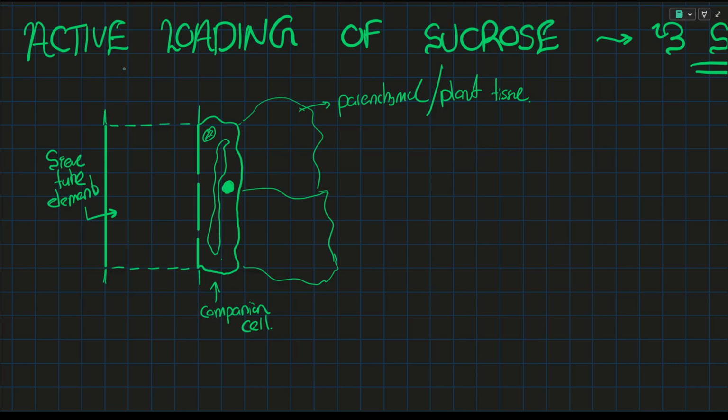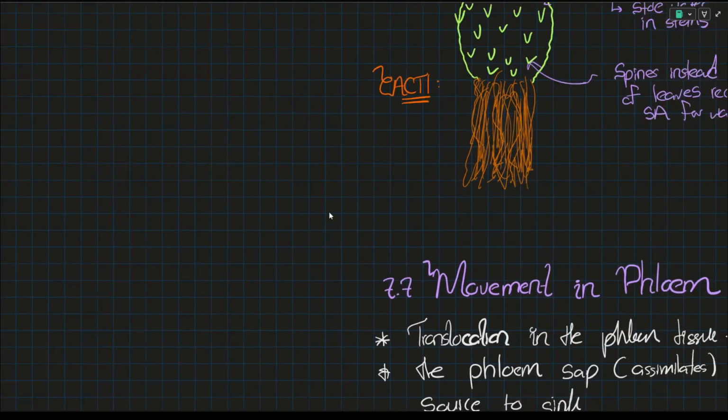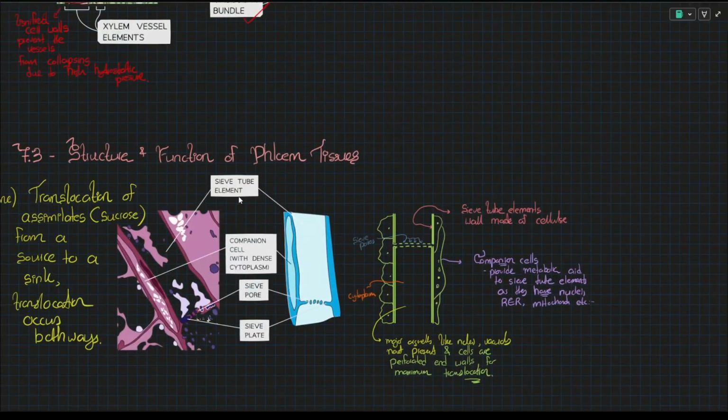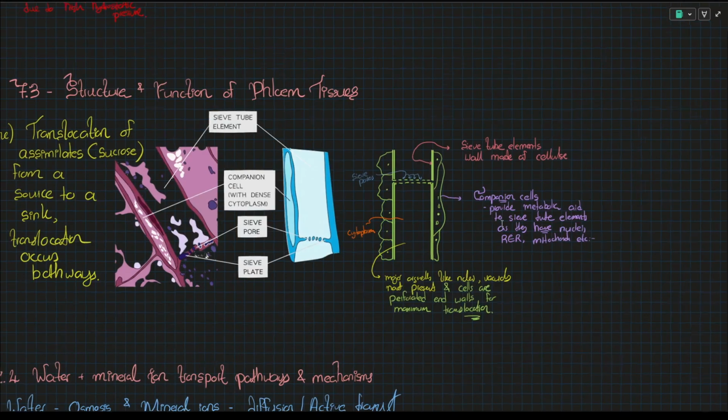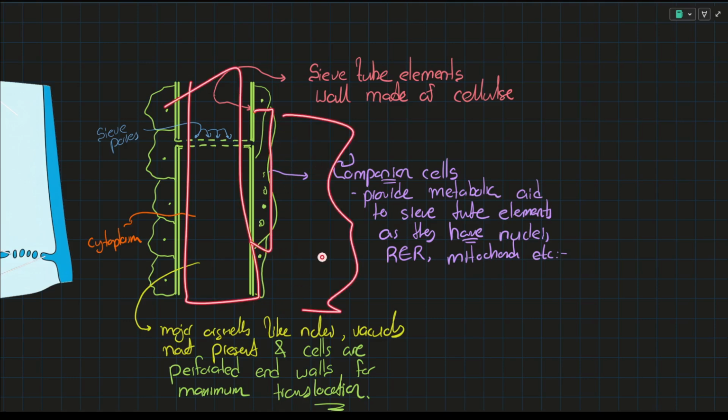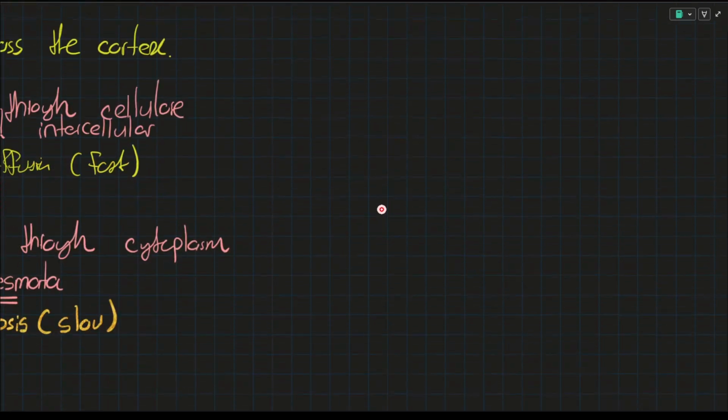Okay, this is the first thing you should understand. Here we have sieve tube elements, here we have the companion cell. Now, just to give you a further reference, let's go back to the structure of phloem. This is where we talked about the structure and function of phloem tissue, and this was the exact structure. Here we have our sieve tube elements, and then we have the companion cell, and then just the plant parenchymal cell on the right hand side. It's the same exact diagram.